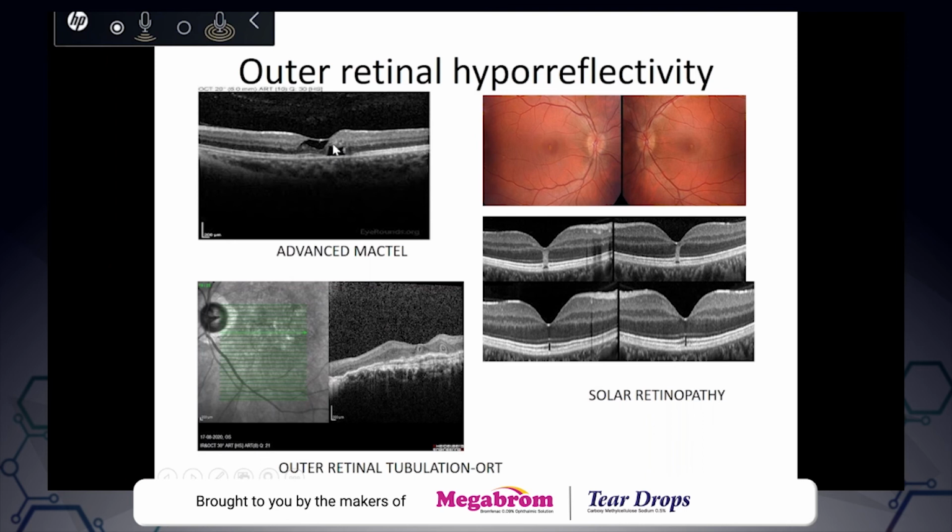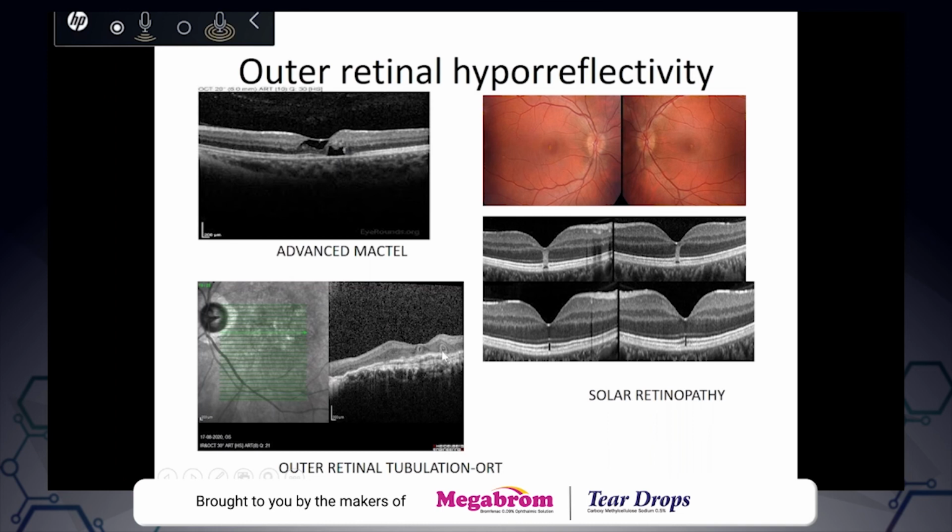So outer retinal hyporeflectivity may be seen in cases where even the outer nuclear layer is involved. As I told you, from the outer nuclear layer to the periphery, towards the RPE, is actually the outer retina. This is gone, and outer retinal hyporeflectivity is occurring in advanced MacTel.